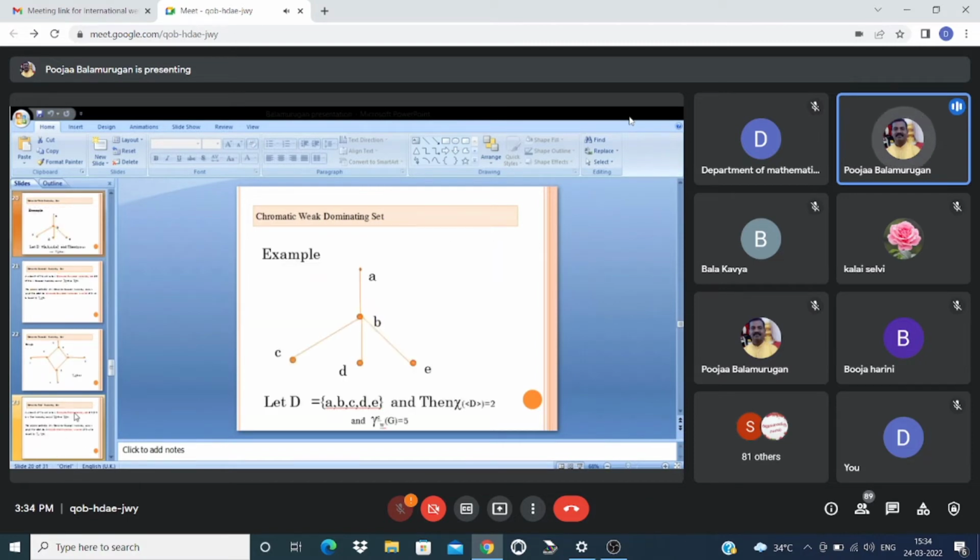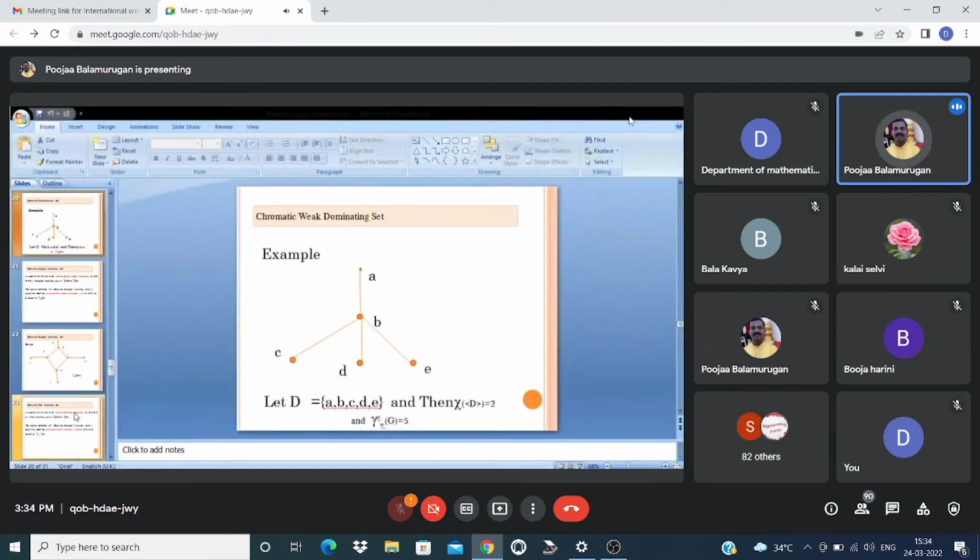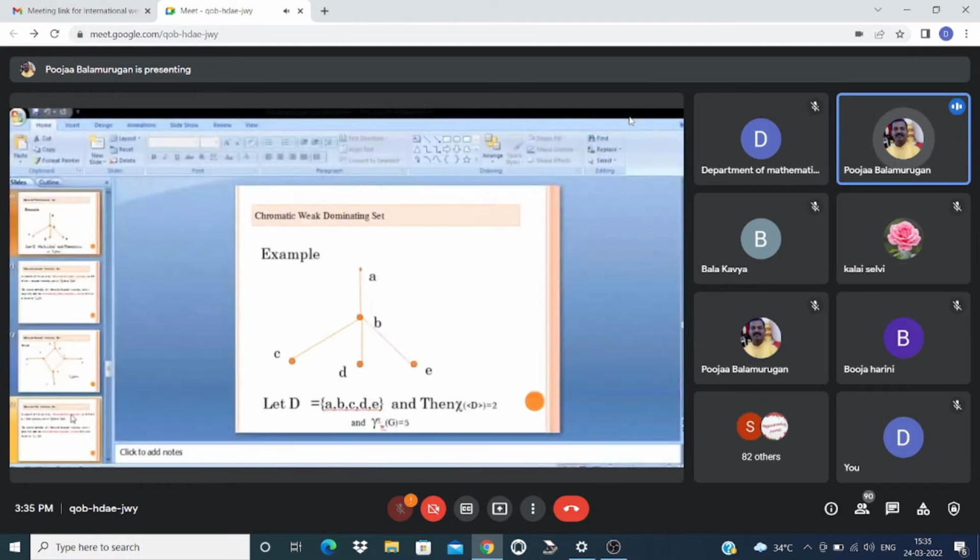Now, what are the pending results in this area? The DOM chromatic set was introduced by Dr. Bhubala Ranjani and T. N. Janagiraman. The chromatic strong dominating set was introduced by myself and my guru, Dr. V. Swaminathan. And the chromatic weak dominating set was introduced by myself and my scholar. All of them received doctorate degrees from this area. Now, what are the pending results?